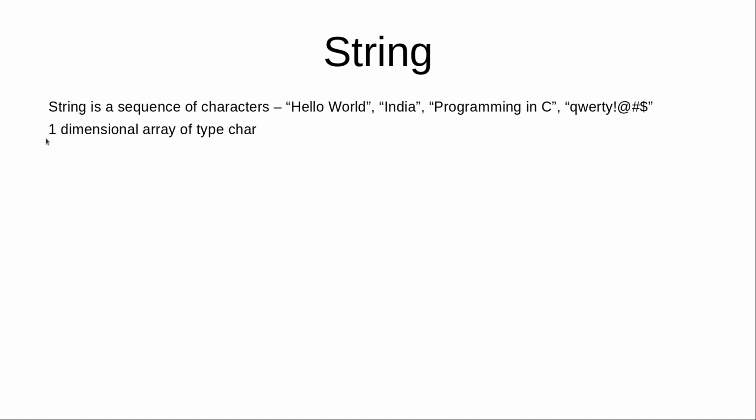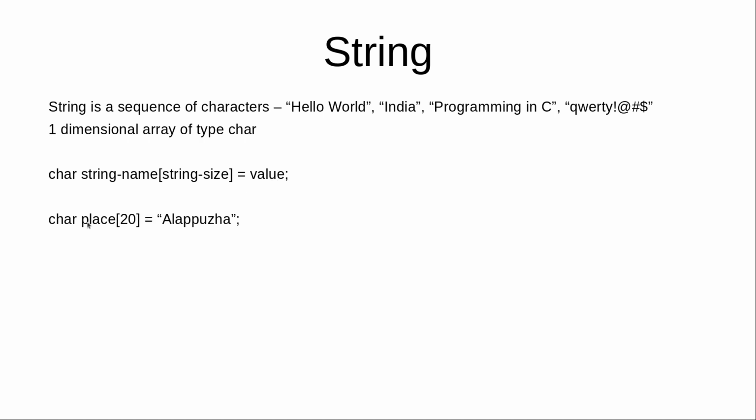We represent it as a one-dimensional array of type char. So this, you have to remember, is an array. Okay, so how do we represent a string? First we write char and then we give the name of the string, followed by the size of the string, and then we assign the value to it.